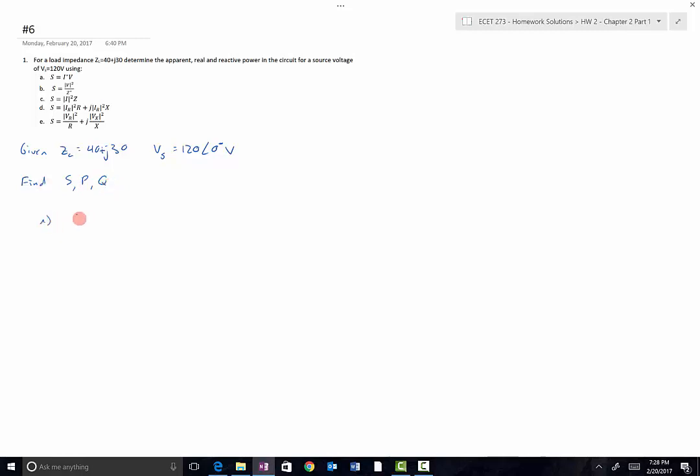So part A says that S is equal to I star V, where star represents the complex conjugate. It means just take the inverse of the angle only. To do that, we need to know what the current is, and we know from Ohm's law that I is equal to V over Z. That works in vector format, so we've got 120 angle 0 degrees over 40 plus j30 ohms. That gives us a current of 2.4 at an angle of negative 36.87 degrees amps.